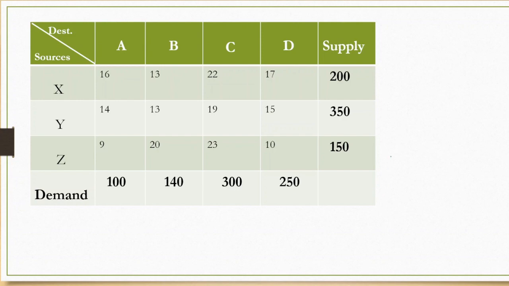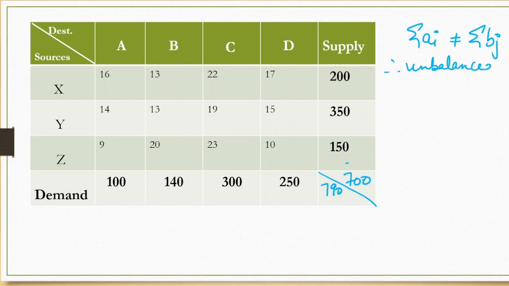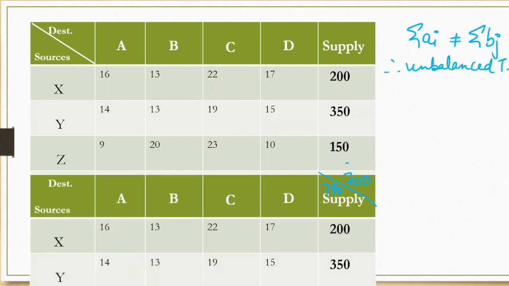This also we are having, as you could see here, this is 200, 350 and 150. This is 700, and this is 100 plus 140, 300, 250. This we are getting as 240, 540, and this is 790. So as summation Ai is not equal to summation Bj, therefore it's an unbalanced transportation problem. Now, how to deal with the unbalanced transportation problem?